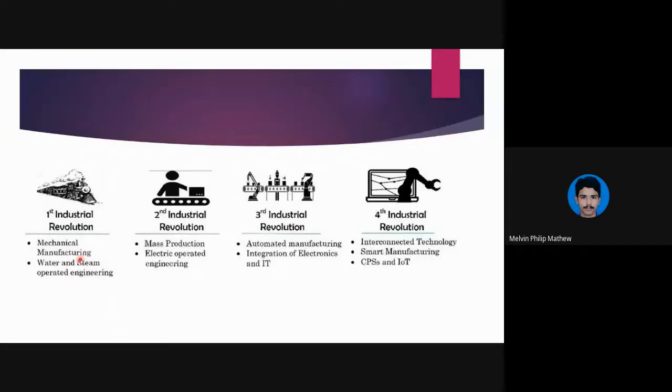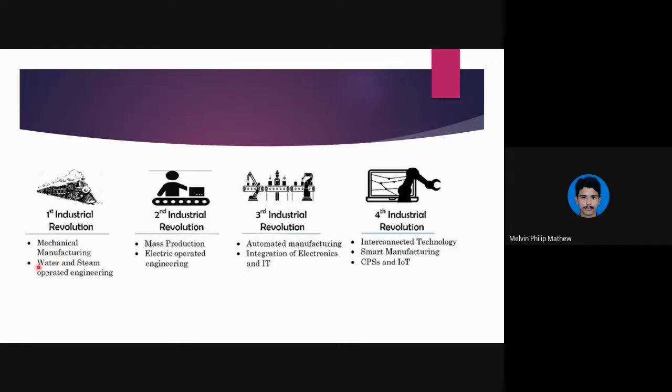So, what is mechanical manufacturing? Mechanical manufacturing is nothing but manufacturing of the product by various mechanical machines that we have seen, and these were used for manufacturing various products. So that is how mechanical manufacturing took over in the first industrial revolution. So that is the first change that occurs from animal to machine power. Then came the water and steam operated engineering.